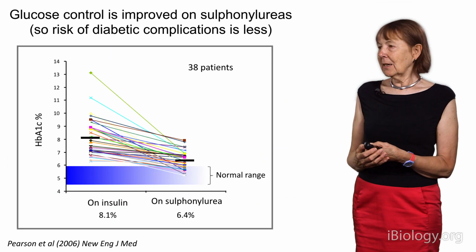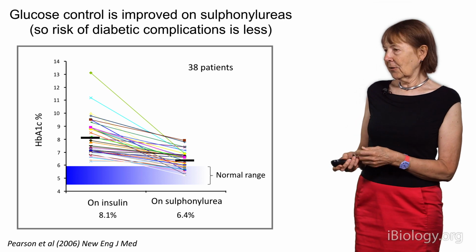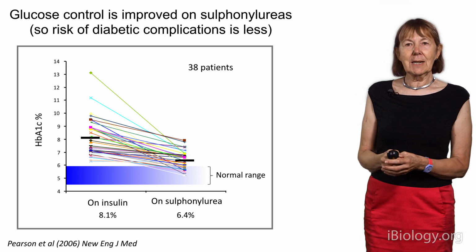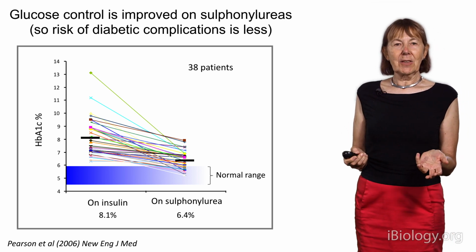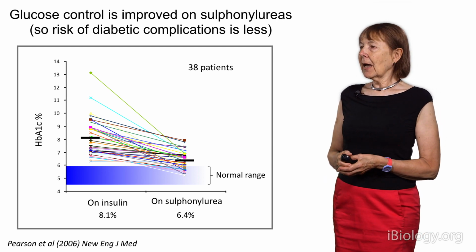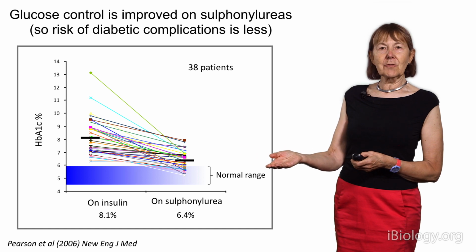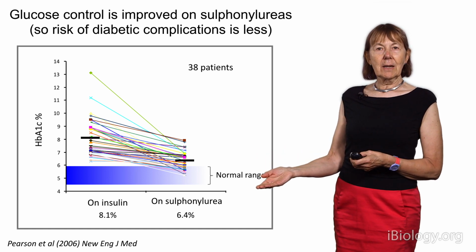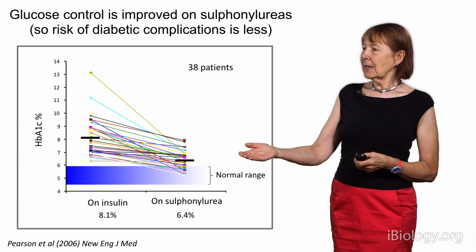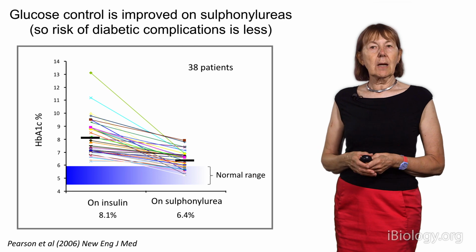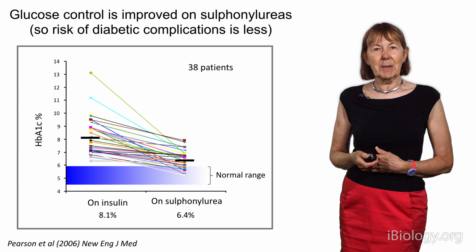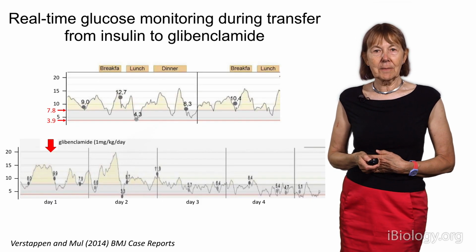And this can also be seen in this plot from my colleagues Andrew Hattersley and Ewan Pearson, in which they show that the HbA1c level, which is an index of the average blood glucose concentration during the preceding 4 weeks or so, actually falls when the patient transfers from insulin to sulfonylurea therapy, which was really quite surprising to everybody. And indeed, you will notice that now for many patients, their HbA1c enters the normal range, which means that their risk of diabetic complications is considerably less.